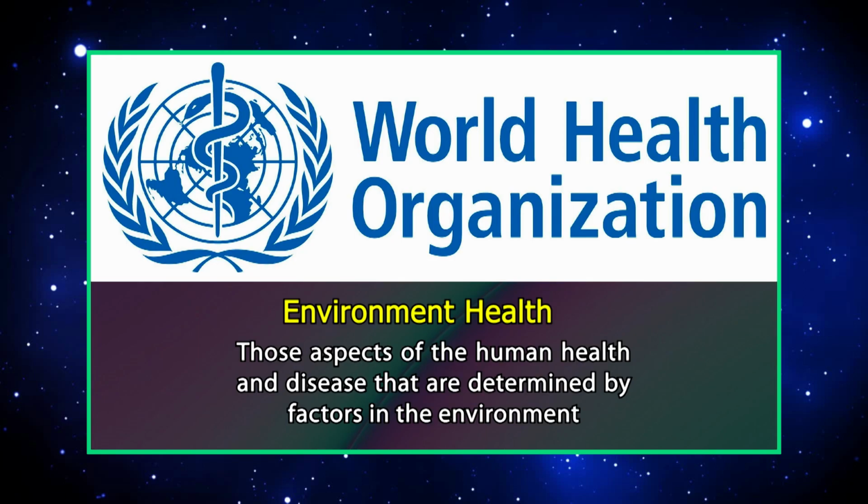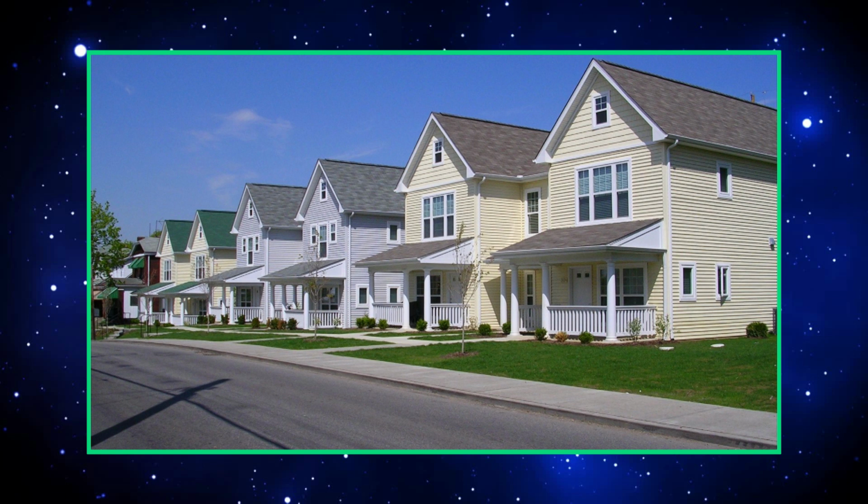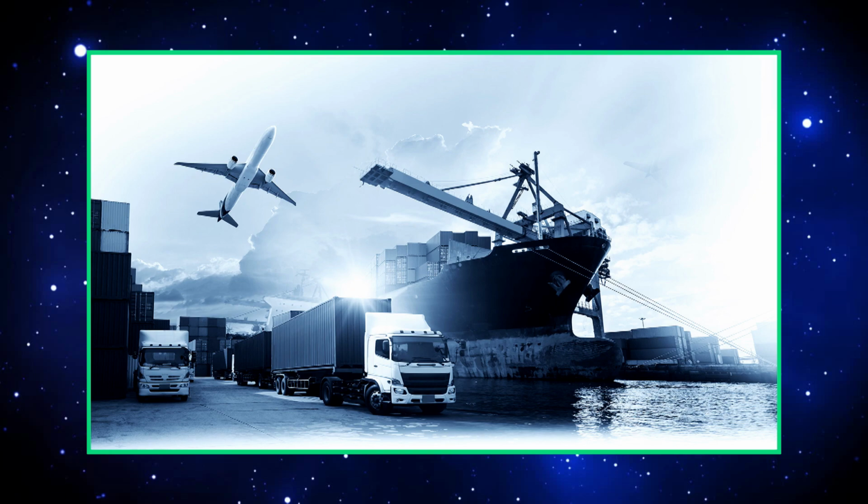The World Health Organization defines environmental health as those aspects of human health and disease that are determined by factors in the environment. Environmental health includes both the direct pathological effects of chemicals, radiation, and some biological agents, and the effect on health and well-being of the broad physical, psychological, social, and natural environment, which includes housing, urban development, land use, and transport.